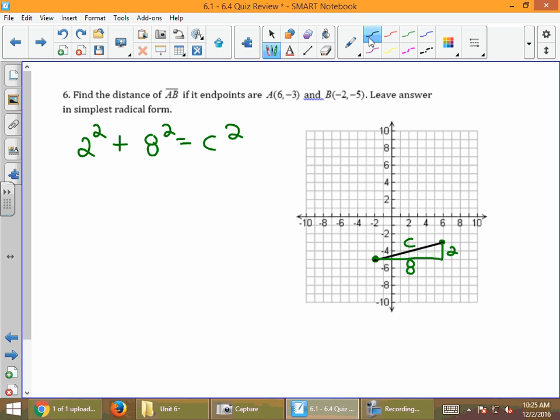Calculators out, 2 squared is? Thanks, guys. 8 squared is? We had that a second ago, you better have said that. Combine those two together. 4 and 64 gives me 68. Nice. C squared. And we know we're going to square root to get C by itself.